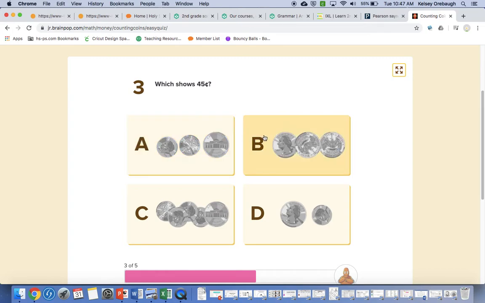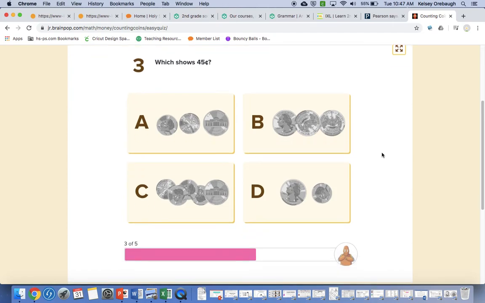Let's look at B. B shows 3 quarters. Do you remember when you skip count quarters? What it sounds like? 25, 50, 75. If we were to add one more, that would be $1, remember? 25, 50, 75. That does not show 45 cents.